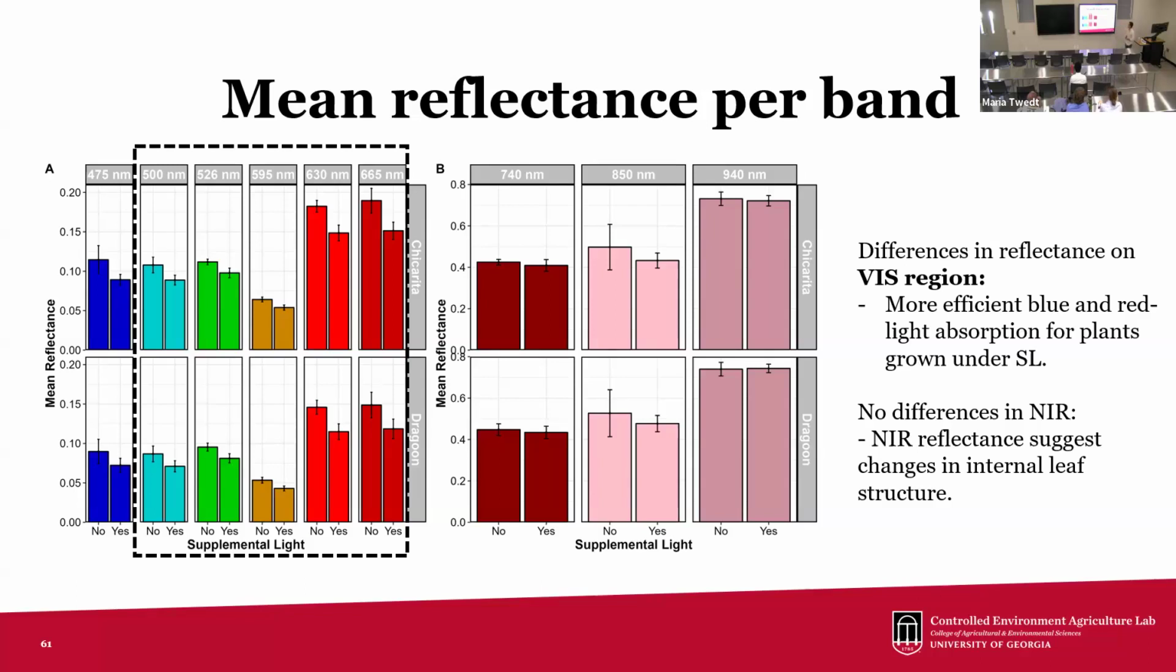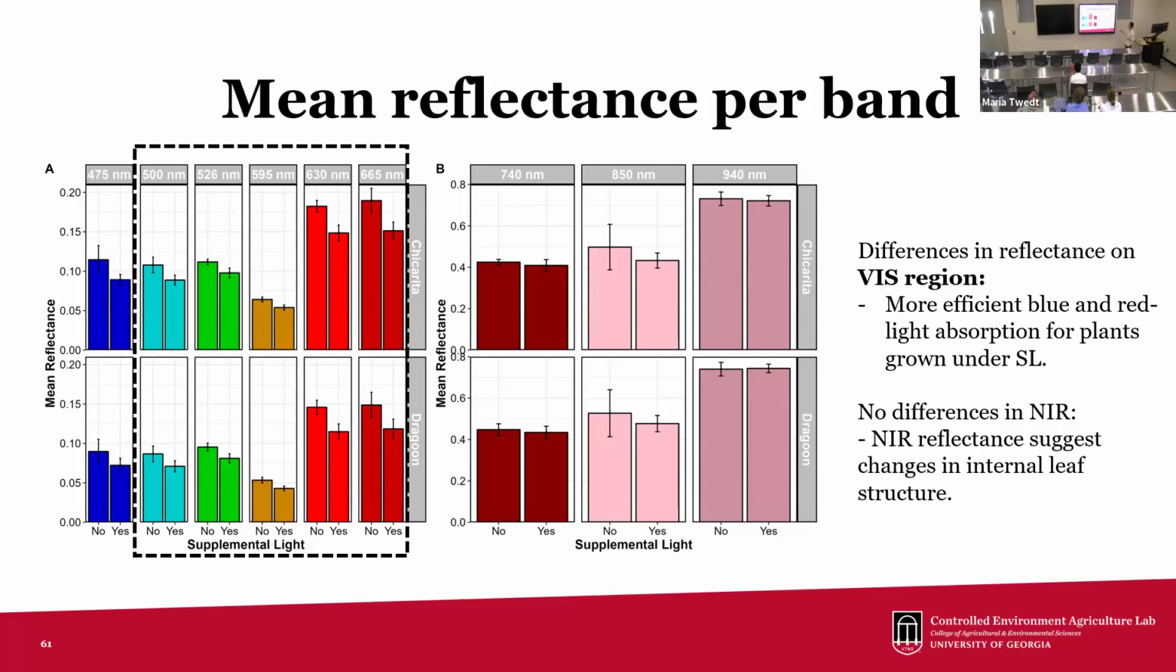However, we could also attribute this to a more efficient blue and red light absorption. The plants that were not growing under supplemental light were reflecting more green, blue, and red spectrum, meaning that they are not absorbing as efficiently as the plants with supplemental light on top, maybe because plants were able to develop more chlorophyll with the supplemental light.